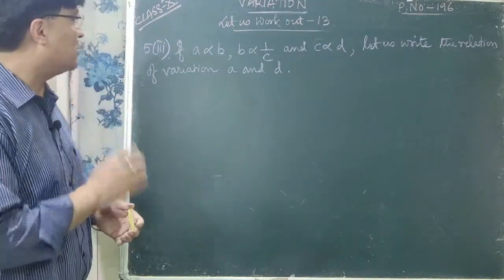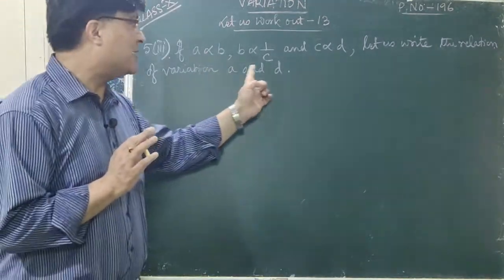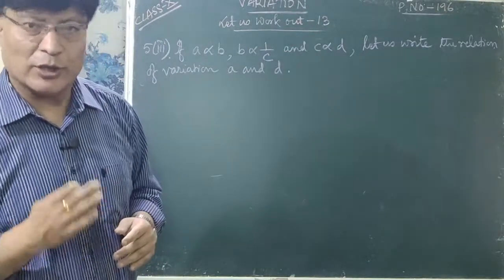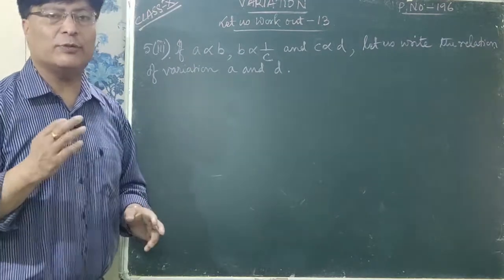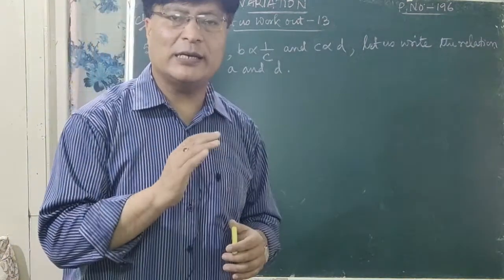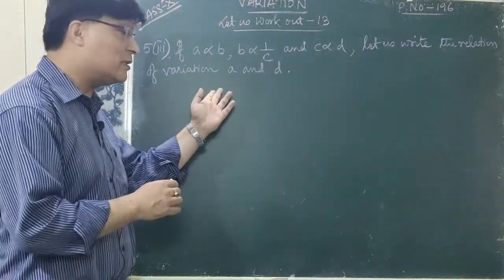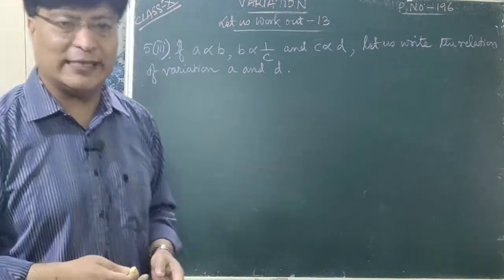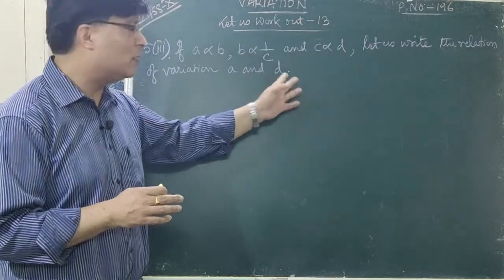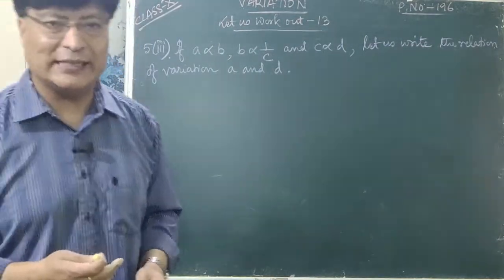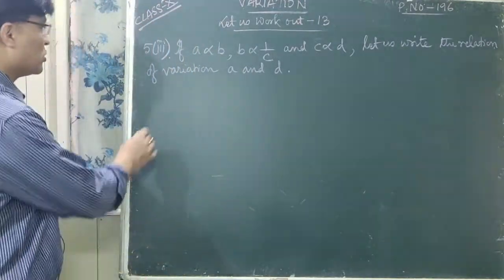So let us write the relation of variation between A and D. A and D are connected by a relation, and you have to find out that relation. That is, whether A is directly proportional to D or whether A is inversely proportional to D. You have to check it from the given relations. So let us do the solution now.